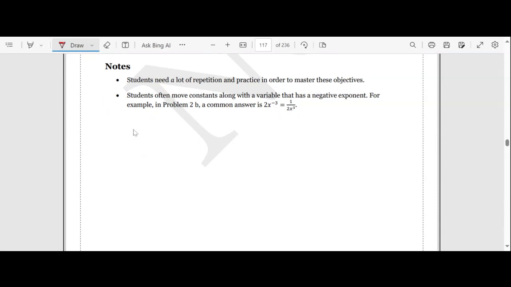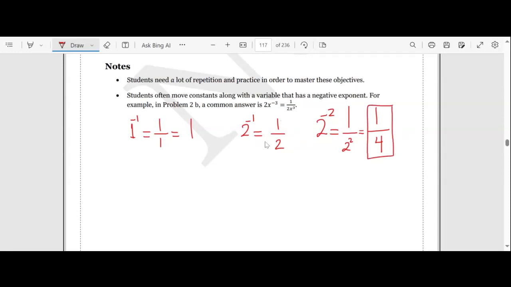First is that when you have 1 to the power of -1, it means what? 1 over 1, which is equal to how much? 1. If you have 2 to the power of -1, what's the answer? 1 over 2. If you have 2 to the power of -2, your answer will be what? 1 over 2 to the power of 2, which is how much? 1 over 4. That's your final answer. Is this clear? Clear or not clear?